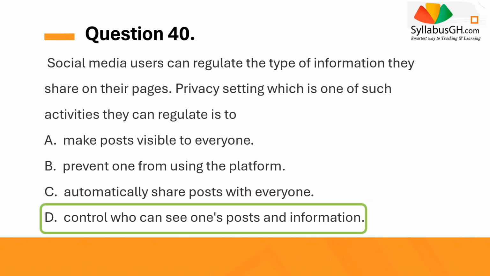Control who can see one's posts and information. Privacy settings on social media allow users to regulate who can access their posts, personal information, and other content, ensuring a level of control over their privacy.